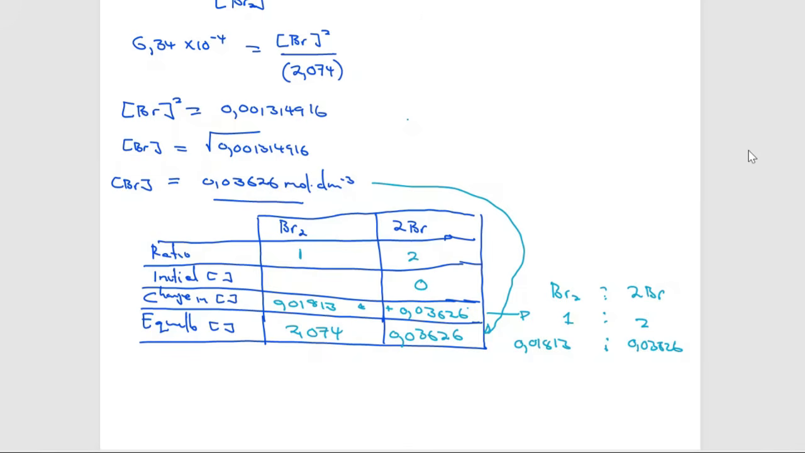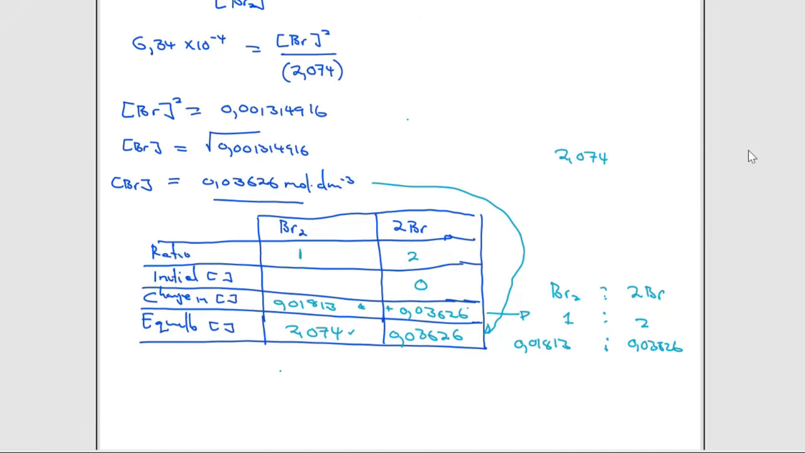What we're going to do here is add these two. To get this total, we're going to add these two. Therefore, I'm going to proceed and say 2.074. Then we're going to add that value of 0.01813. If we do our math there, we're going to get a value of what?